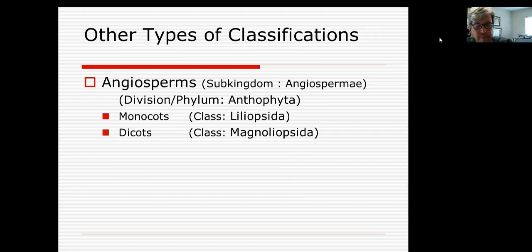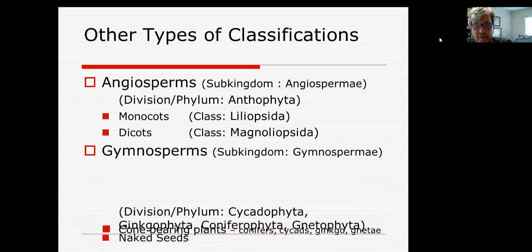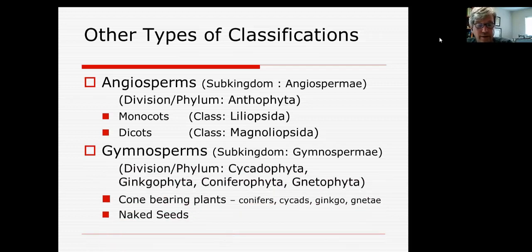Okay, and besides the angiosperms in that subkingdom, we have another subkingdom of gymnosperms, and these are the plants that have naked seeds or cone-bearing plants. So they're not considered true flowering plants, but that includes all of our conifers, our cycads, ginkgos, and the gnetes. But they are known as having, quote, naked seeds and not being, quote, true flowering plants. So again, slightly different thing in where that division came from.